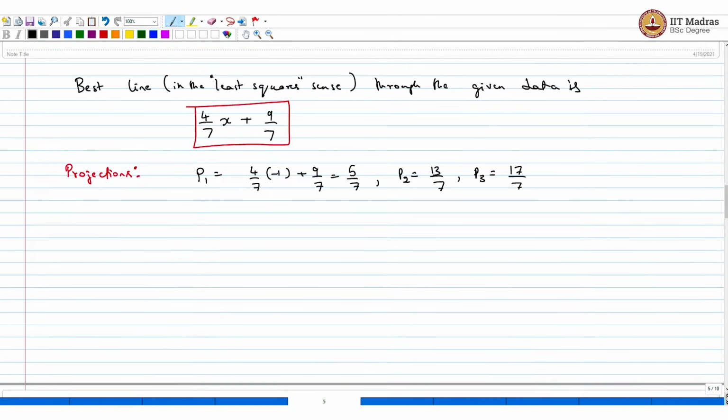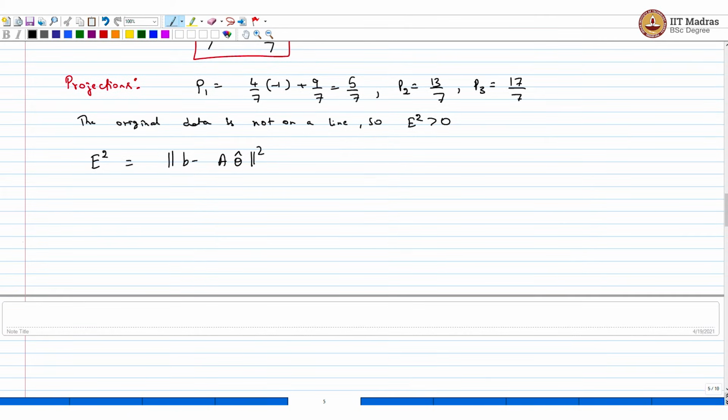Okay. Now, given this, it is clear that these quantities are not on a line, because you would have recovered the original points. The original data is not on a line. So, the square error is going to be greater than 0. Let us calculate the square error, which is equal to the norm of B minus A theta hat, squared. This is the minimum, the least squares. B is 1, 1 and 3 if you remember, and we have just figured out P1, P2, P3.